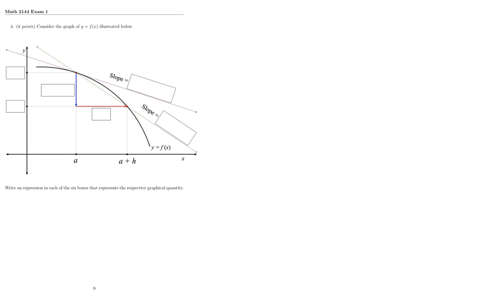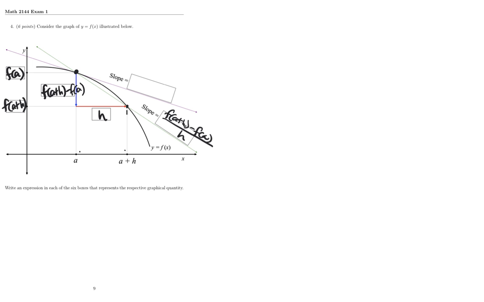So this distance from A to A plus H, that distance is going to be H. So I start at A, I go over H, I get A plus H. The function evaluated at A is this f of A. The function evaluated at A plus H is this f of A plus H. That means f of A plus H minus f of A will be that change in the y. And so the slope between these two is equal to f of A plus H minus f of A over H.